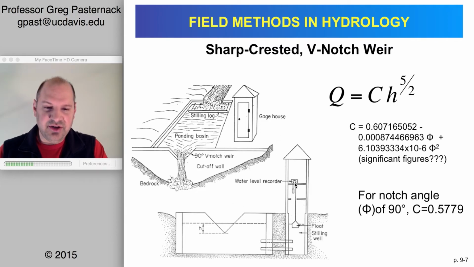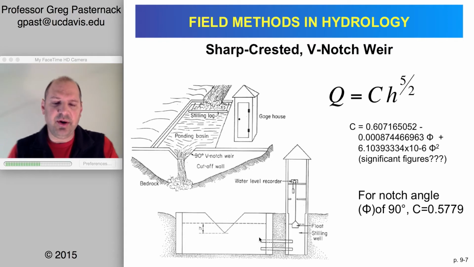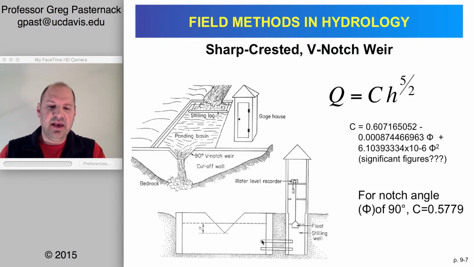You can see that in terms of the technology, if we look at it in cross-section, what we're interested in is knowing the height of the water level above the base of the V. And that's designated here by little h. In order to do that, what happens is that we have some pipes that go from the stilling basin into a well that's where the gauge house is.